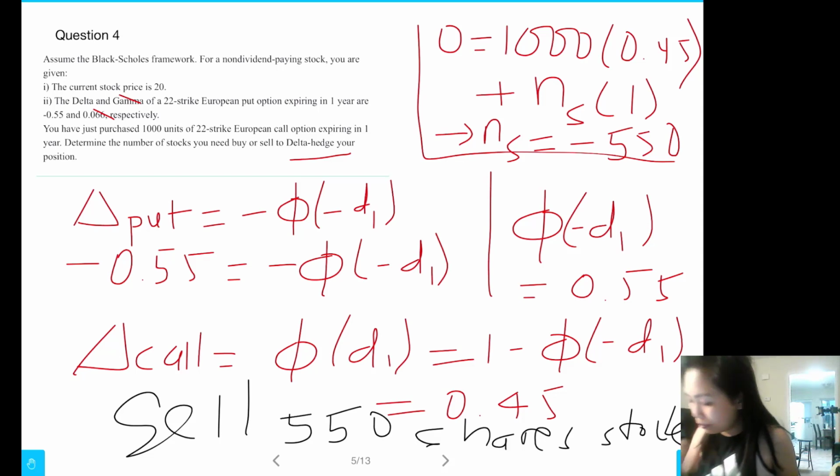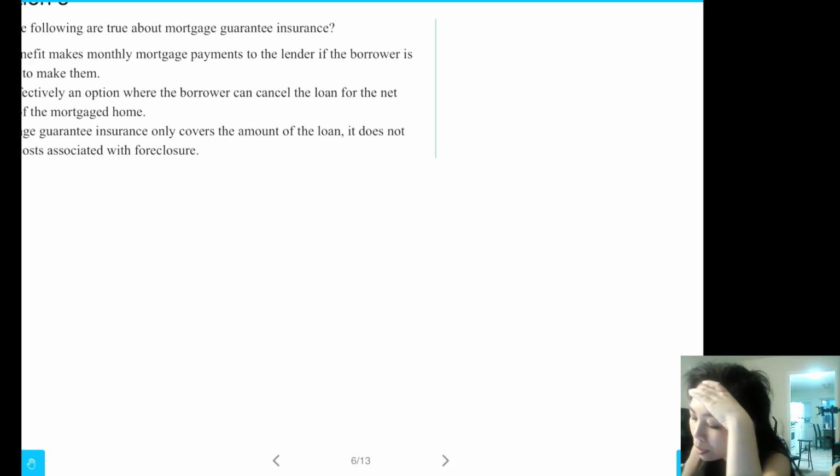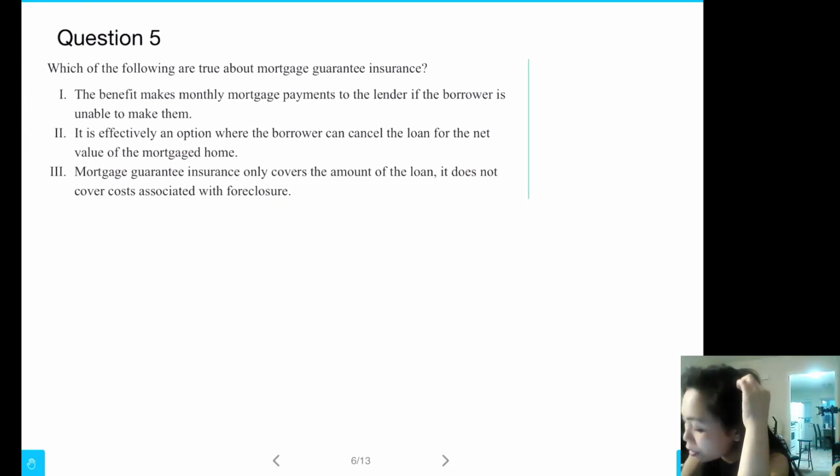Alright, next problem. Which of the following are true about mortgage guarantee insurance? 1. The benefit makes monthly mortgage payments to the lender if the borrower is unable to make them. Let me zoom it up a little bit so you can see it better. The benefit makes monthly mortgage payments to the lender if the borrower is unable to make them. This is completely wrong.